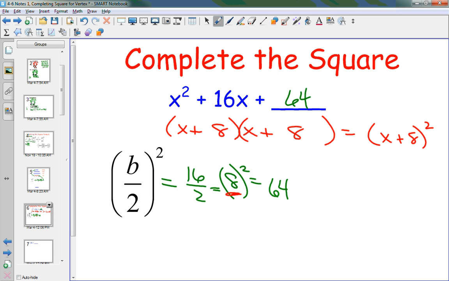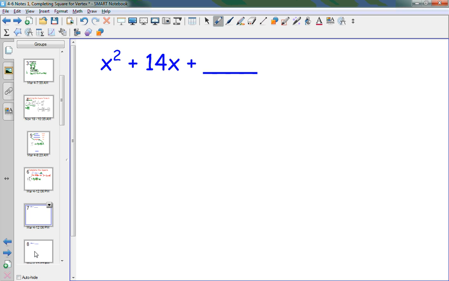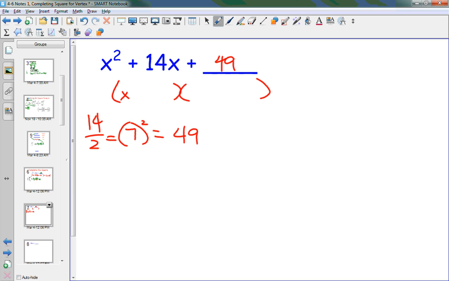Let's do it again. Same concept. So what do I do? 14. I'm going to take my 14 divided by 2 to give me 7. Now I'm going to square that value, and that's going to give me 49. So that 49 goes right here, because if I put this into two binomials, I break down the x squared, that gives me x and x. I need a positive 49 and a positive 14, so my signs are both plus. What factors of 49 add to give me 14? 7 and 7. Where did that number come from? Right there. To give me x plus 7 squared.